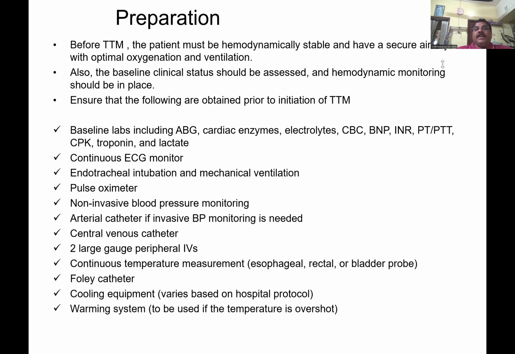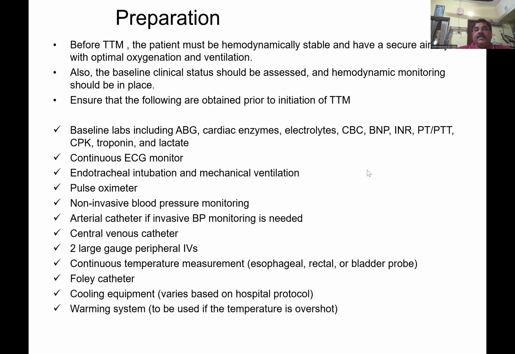So what is the procedure of target temperature management? Before starting the TTM, the patient should be hemodynamically stable and have a secure airway with optimal oxygenation. Also, the baseline clinical state should be assessed and hemodynamic monitoring should be placed continuously. Ensure that the following are obtained prior to initiation of target temperature management.